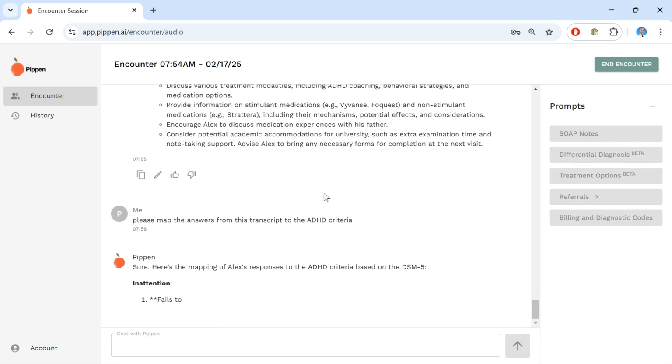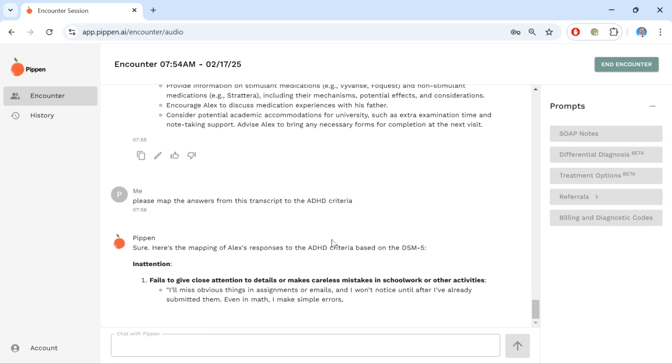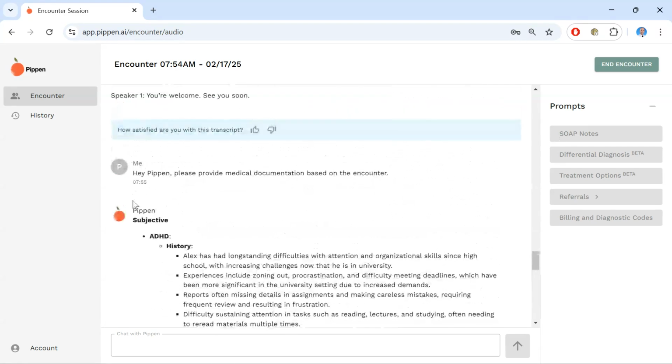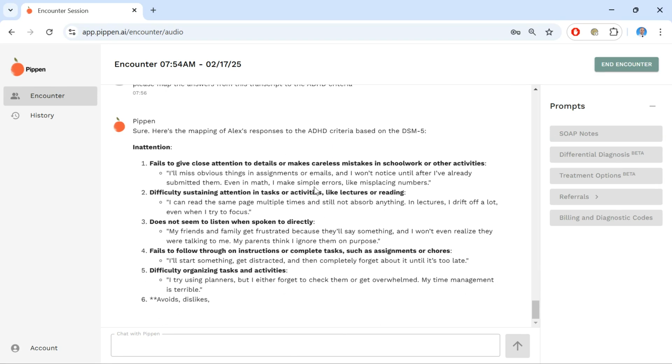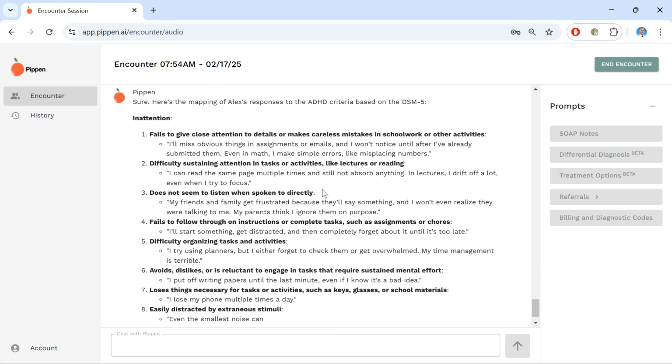So what's really important is that ADHD is a lifelong diagnosis, and so you really want to make sure that you've got that documentation done really, really well. So the first attempt here is really, really good, and this may be sufficient for a lot of doctors, but let's say you're like me who wants to be extra careful and really document that this patient has ADHD. Well, I'm asking Pippen to match the answers that Alex gave onto the ADHD criteria.